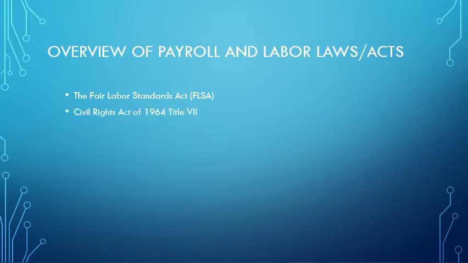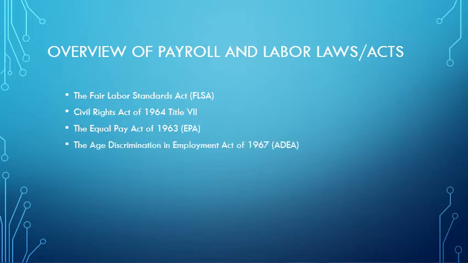The Civil Rights Act of 1964, Title VII, prevents the discrimination of employees on the basis of color, religion, sex, or country of origin. The Equal Pay Act of 1963 prohibits wage discrimination between employees based on sex in the same company that perform jobs with equal skills, effort, and responsibility under similar working environments.